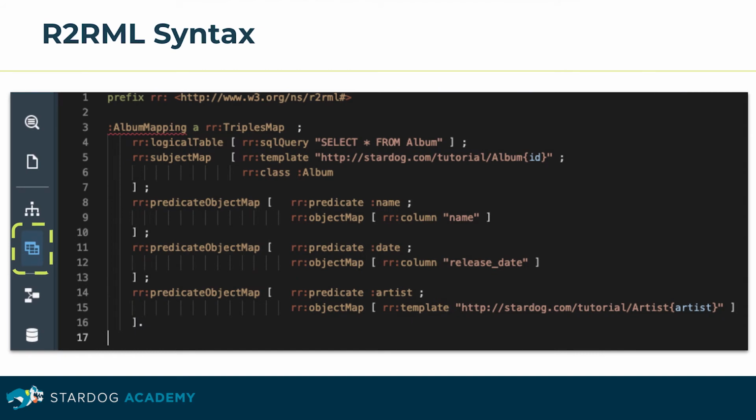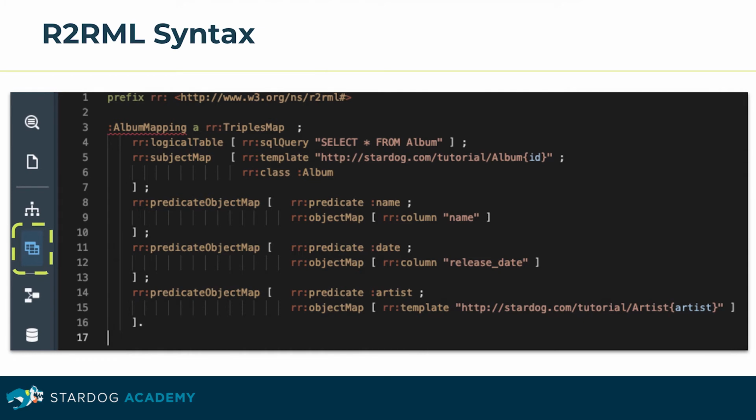So this is what that looks like using Stardog Studio. There's a separate icon and menu item here for the virtual graphs, and this will populate the editor window with whatever the virtual graph mapping is. In this case, the example shown is an R2RML mapping.